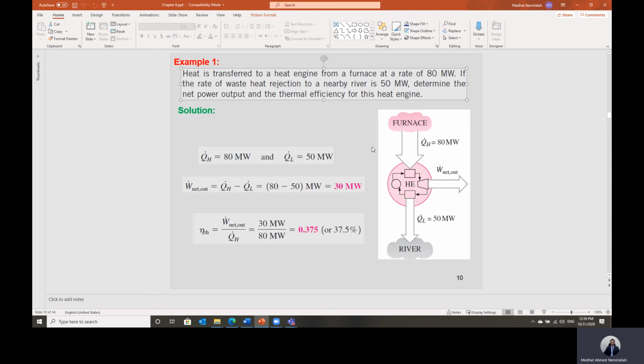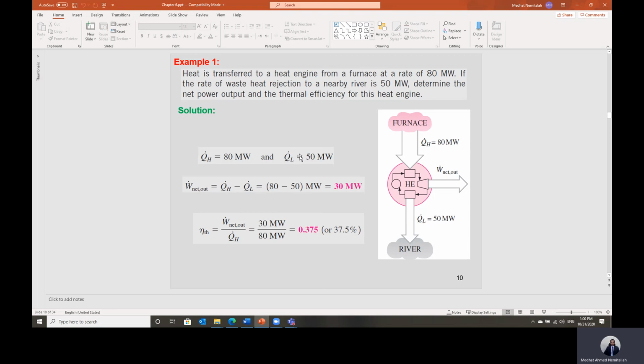So for a system working on a cycle, Q net is the same as work net. So work net is equal to Q net, which is Q high minus Q low. Q high is 80, Q low is 50. So the net work output of this cycle should equal 80 minus 50, which is 30 megawatt. And the thermal efficiency of this heat engine should equal the net work output, which is 30 megawatt, divided by the heat added Q high, which is 80 megawatt. So the efficiency should equal 0.375, or 37.5%. And this is the efficiency of the heat engine.